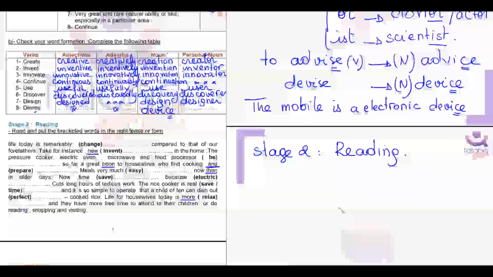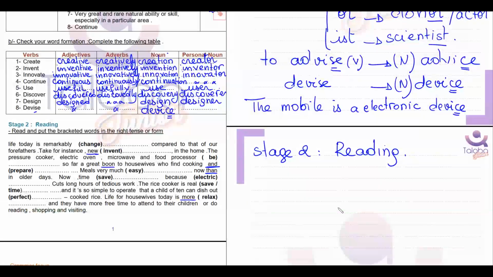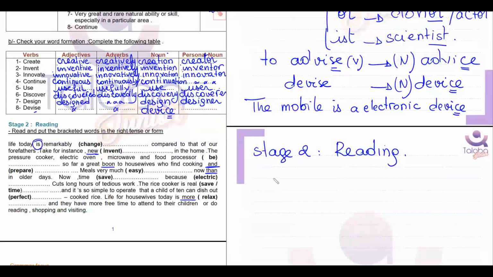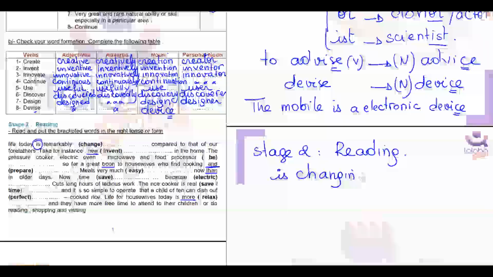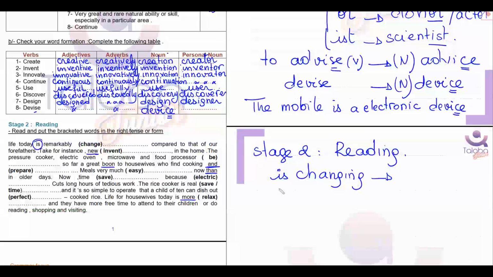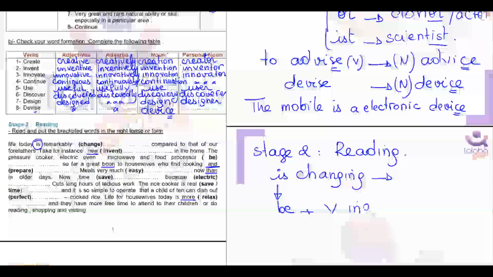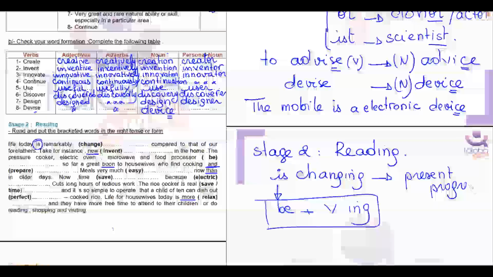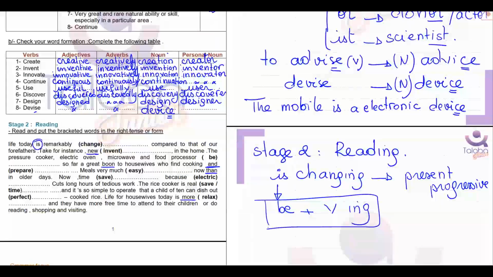Let's start with number 1. Life today is remarkably changed. What do you have before remarkably? Is. So life today is changing. Why here you need the ing? Because you have verb to be plus verb ing. This tense is the present progressive. We use the present progressive when we have now or today or at the moment, okay?